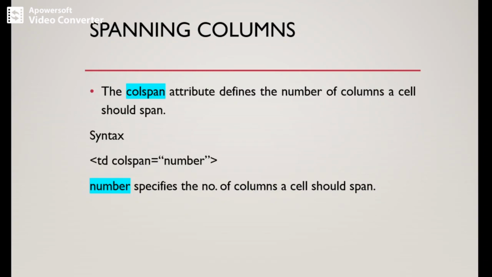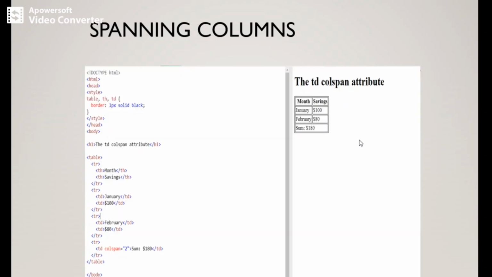Next, same thing, spanning columns. Colspan you have. It defines the number of columns a cell should span. So here the syntax is the same, TD, colspan, number. You have to specify the number of columns a cell should span. Okay, so we'll just take the same example.